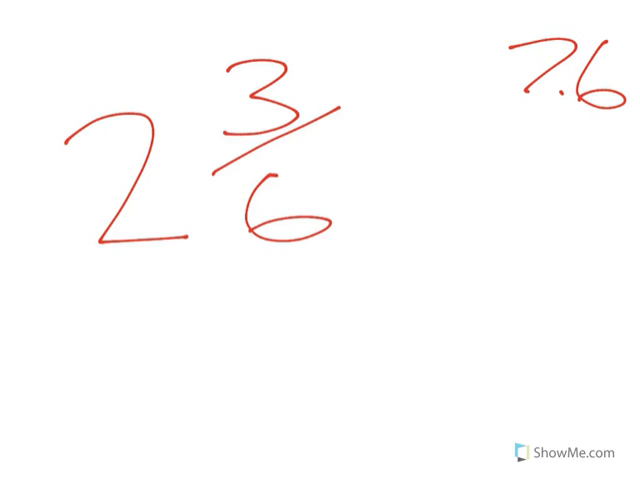Today we're dealing with renaming fractions as a mixed number. What is a mixed number? A mixed number is when I have a whole, so like 2, there's 2 whole pieces, and then I also have a fraction, and they're combined together, okay? So 2 and 3/6. This is what's referred to as a mixed number.